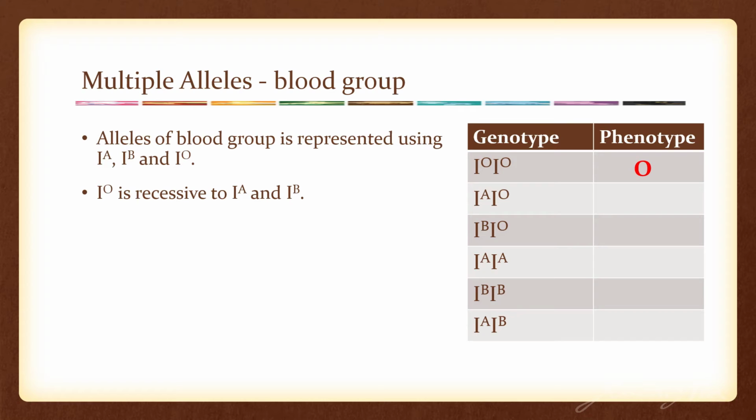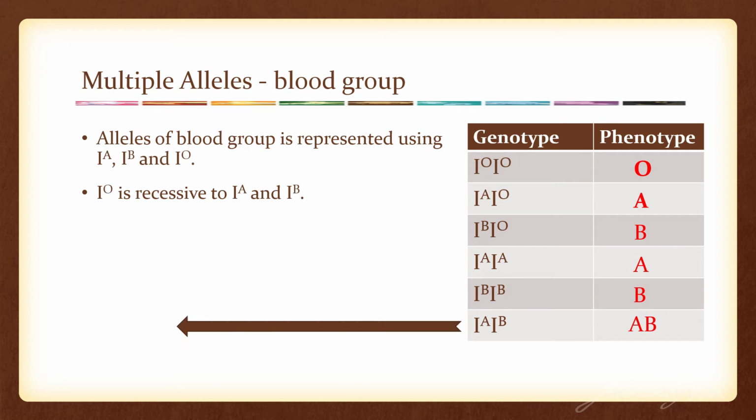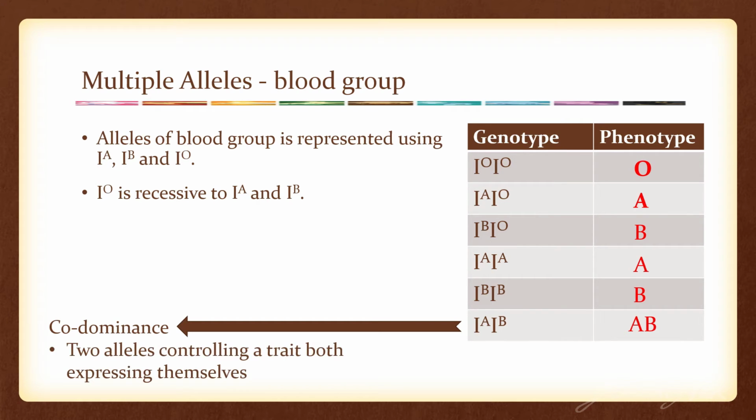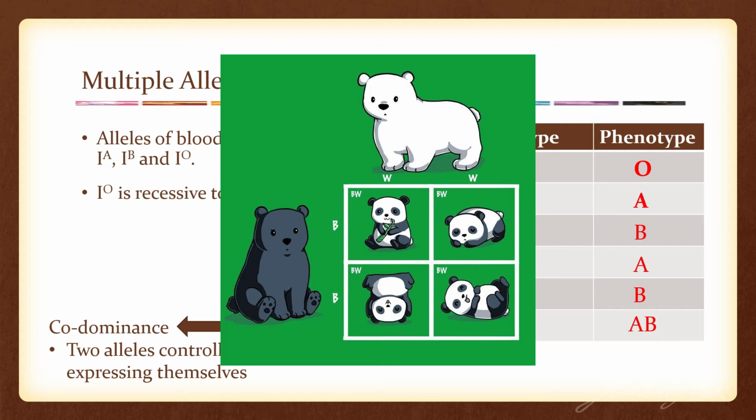The second phenotype is A, third is B, fourth is A, fifth is B. The last one is something special, which I mentioned before. The phenotype is AB. So in this case, it is known as co-dominance. Co-dominance is a situation whereby there are two alleles controlling a trait, in this case your blood group, both expressing themselves.